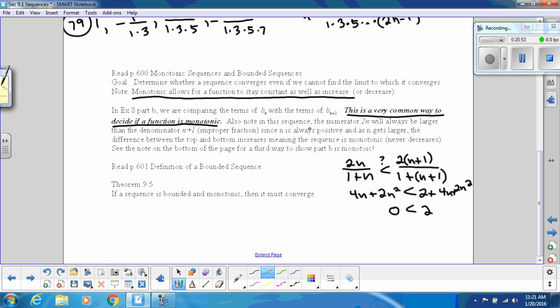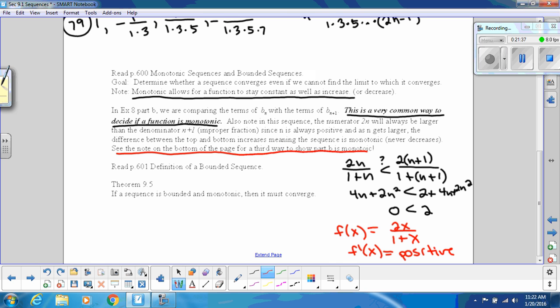Also, see the note at the bottom of the page for another way to show whether it's monotonic. It says that if you treat this as a function and take the derivative, so if we treat this as f of x equal to 2x over 1 plus x, the derivative will always be positive. Since the first derivative is always positive, the function is always increasing. Since it's increasing, that means it's monotonic. So that's another, more calculus, way to show that something is monotonic.